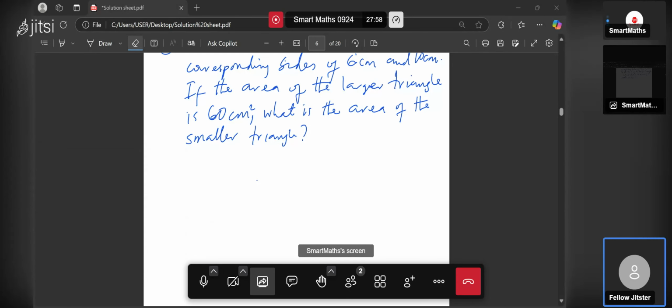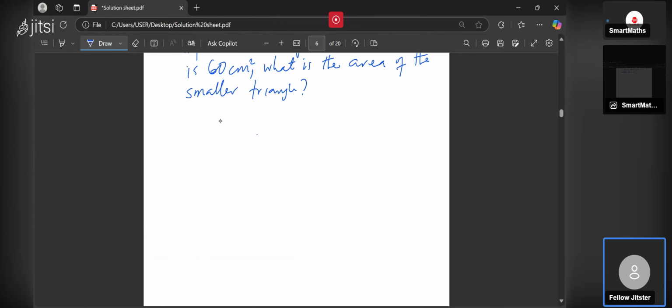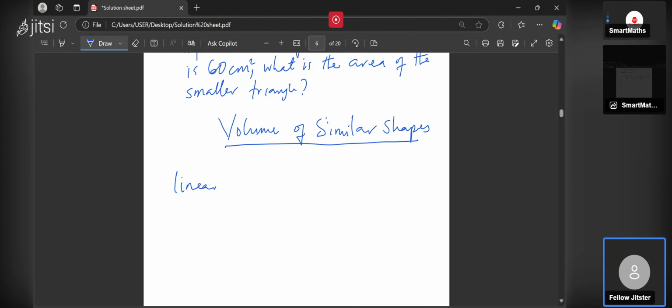So for volume of similar shapes, it's similar to what we just finished. Once it is a linear scale, let me put it this way, I'll just give you this: volume factor is equal to linear factor raised to power 3.